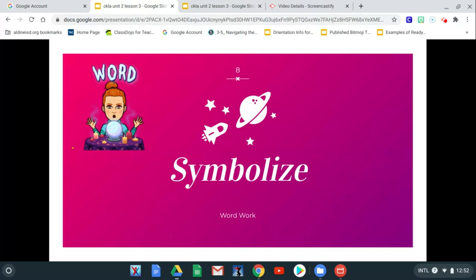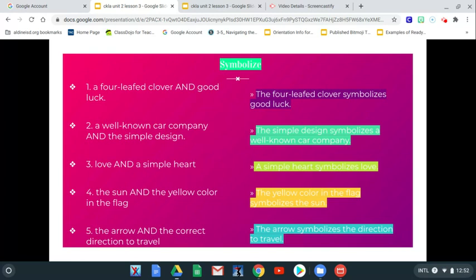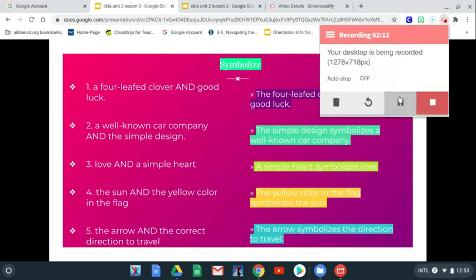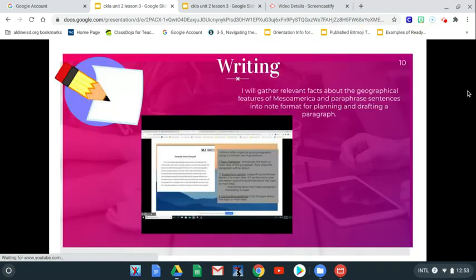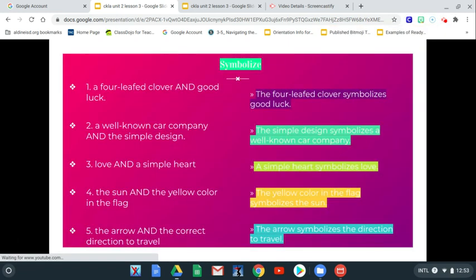So now we're going to do a little word work. Our word work activity today revolves around the word symbolize. Symbolize. So we are working on our word work, boys and girls, around the word symbolize.